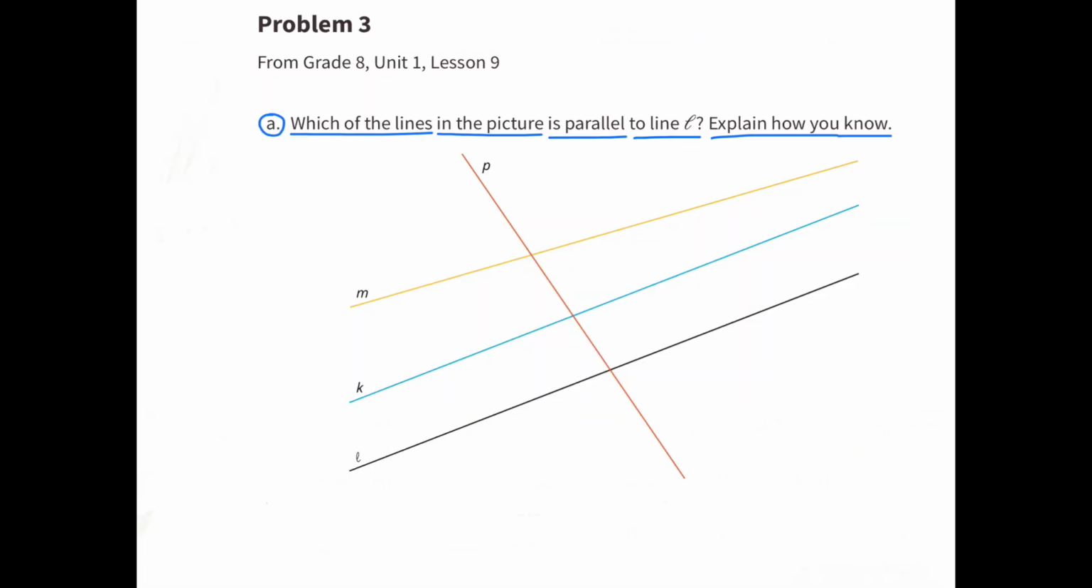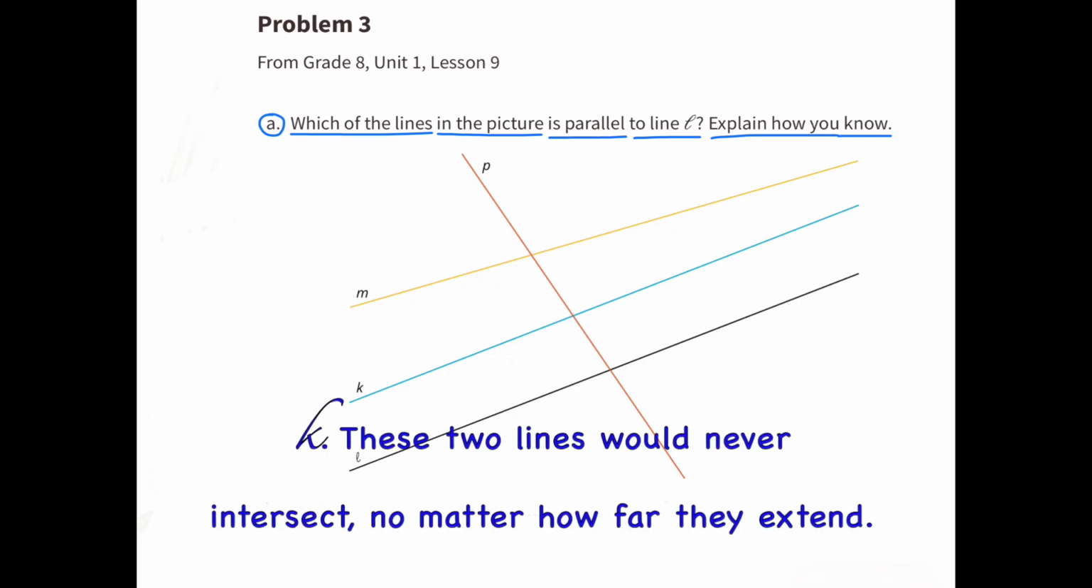Number 4. A. Which of the lines in the picture is parallel to line L? Explain how you know. K is parallel to line L. These 2 lines would never intersect, no matter how far they extend.